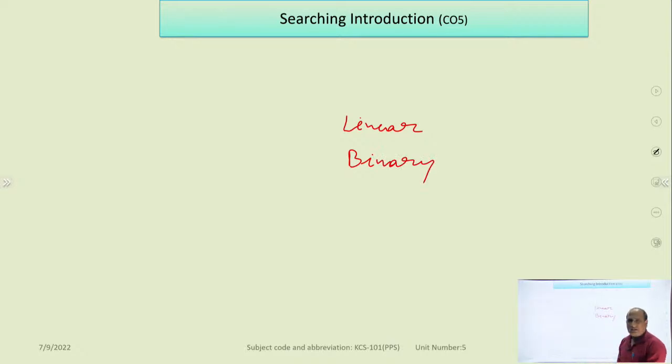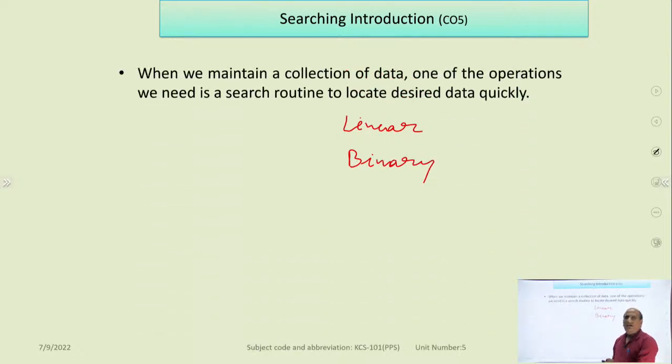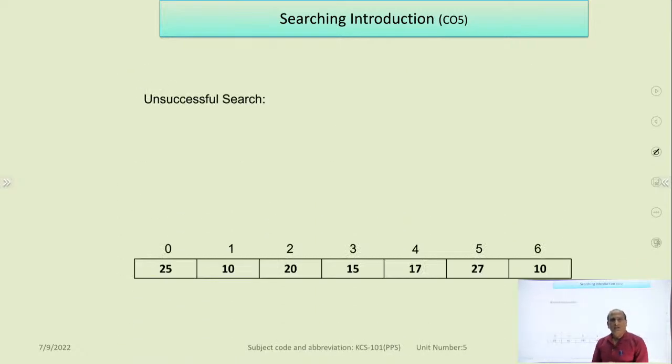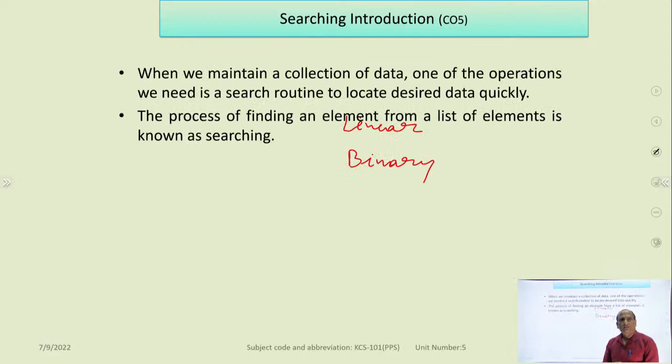As I have already told you, we are every time populating a lot of data, and that data is required to be searched whenever we are looking for it. So searching is the process of finding an element from a list of elements, and if the element is found, then we say that the search is successful, otherwise unsuccessful.